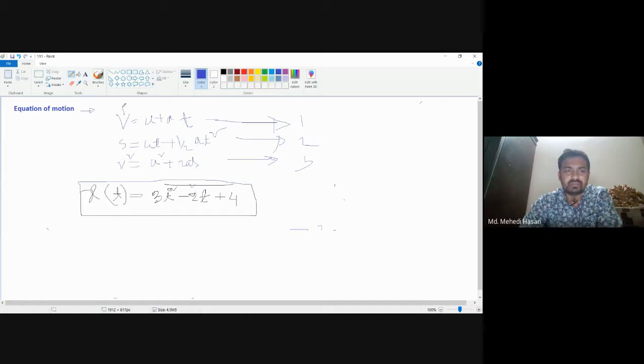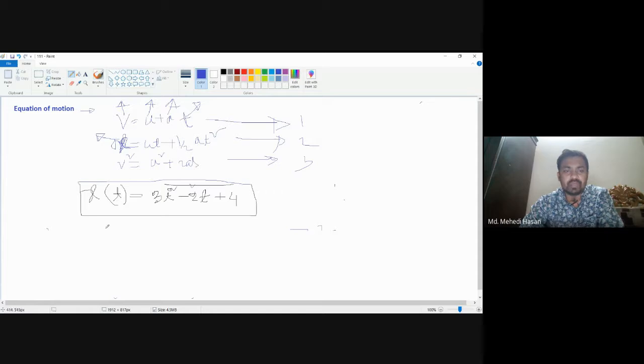Here v is the final velocity, u is the initial velocity, a is the acceleration, and t is time. And s is basically the distance, or you can also say displacement. Here you can also write del x, so del x is displacement. The magnitude of this displacement will give you the distance. And here it is also s.